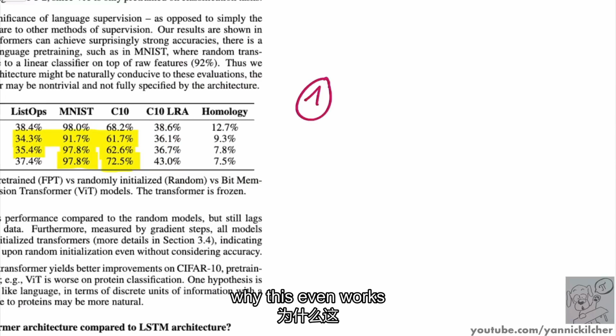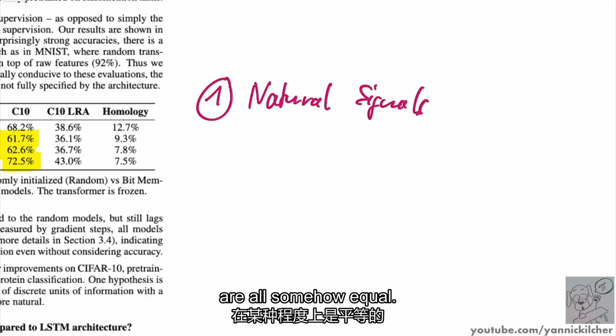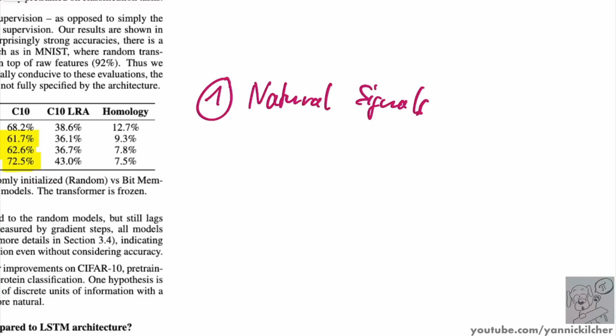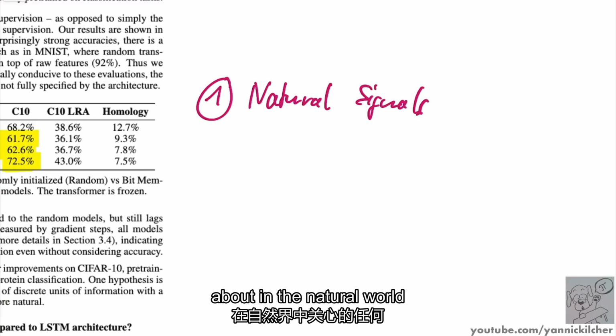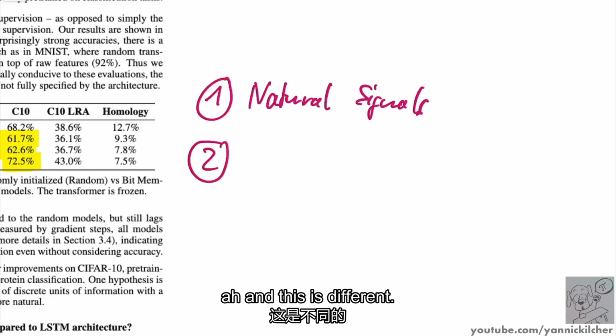Possibility 1, why this even works, is to say that somehow natural signals are all somehow equal. So pre-training on language somehow makes the transformer, the attention layers, just adjust themselves to the sort of natural signals that we see around us. So when we feed in an image recognition task or any other task that humans care about in the natural world, the transformer is already sort of prepared about what that could entail, like about the types of computation.